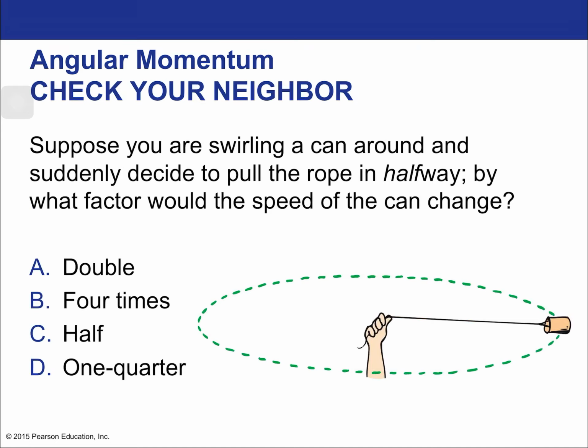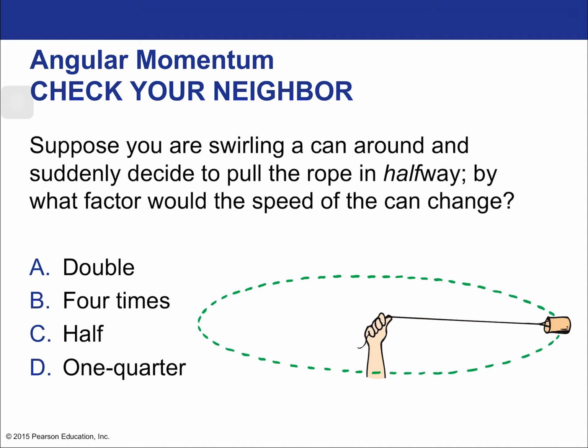But really one of the better systems to think about for angular momentum is just changing the shape of an object. I call this the ice skater example, right? An ice skater pulls their arms in, they've changed their radius, and their velocity goes up, okay? Well, instead of an ice skater, let's think about a can. Suppose you are swirling a can around and suddenly decide to pull the rope in halfway. By what factor will the speed of the can change?